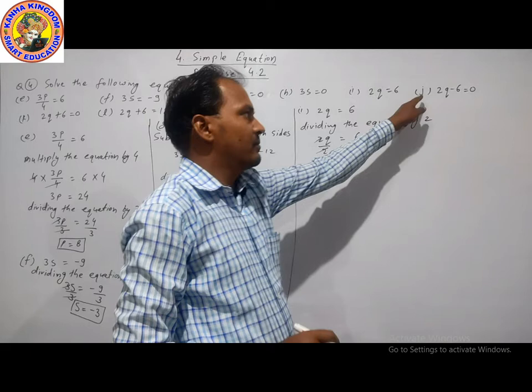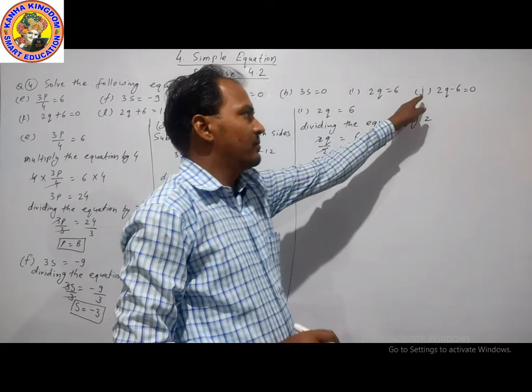Subtracting 6 on both sides. The equation is 2q plus 6 is equal to 0. Now subtracting 6, minus 6 and minus 6. This 6 minus 6 is 0, so they cancel out. 2q. Here 0 minus 6 is minus 6.